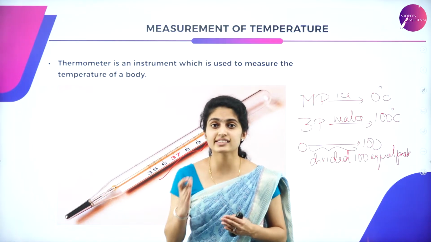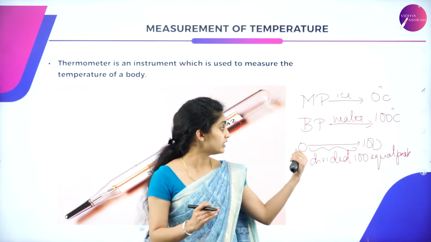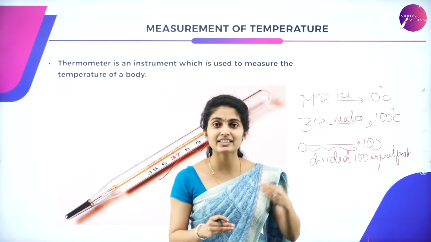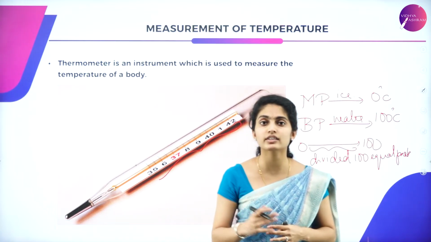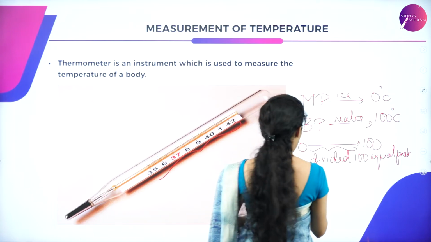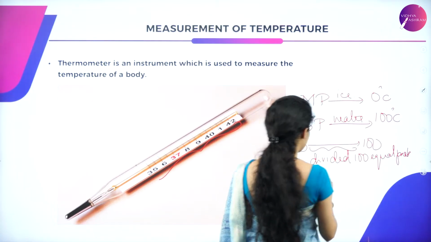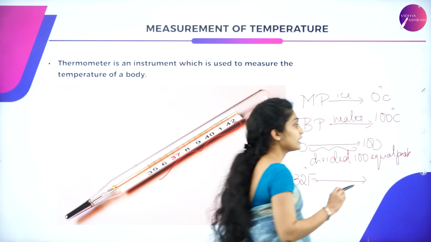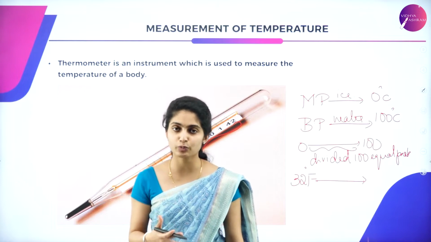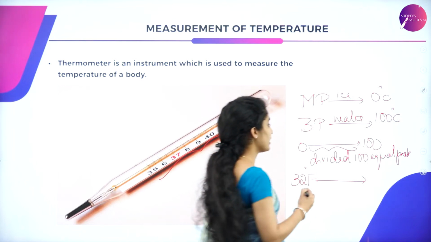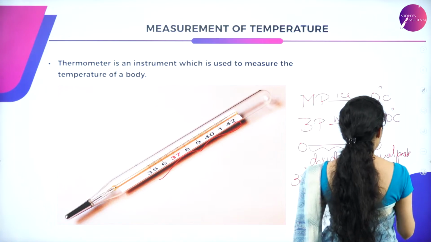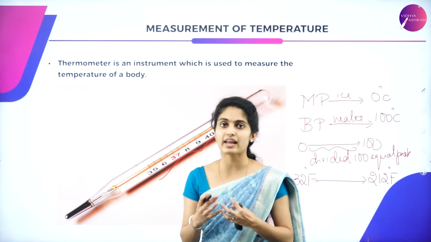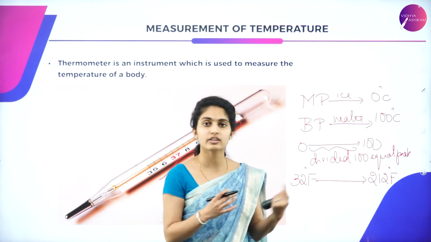Now we are talking about the Fahrenheit scale. Earlier we were talking about the Celsius scale. On the Fahrenheit scale, the melting point of ice is said to be 32 degrees Fahrenheit. F stands for the Fahrenheit scale. From 32 degrees Fahrenheit, the boiling point of water is said to be 212 degrees Fahrenheit, which corresponds to the same points on the Celsius scale. Both describe the same physical points, but the values shown are different.